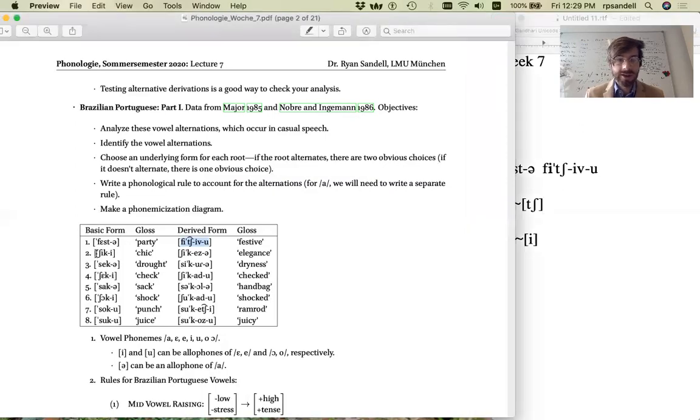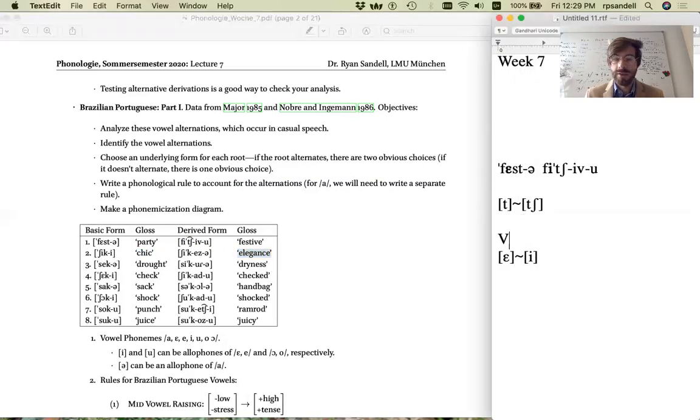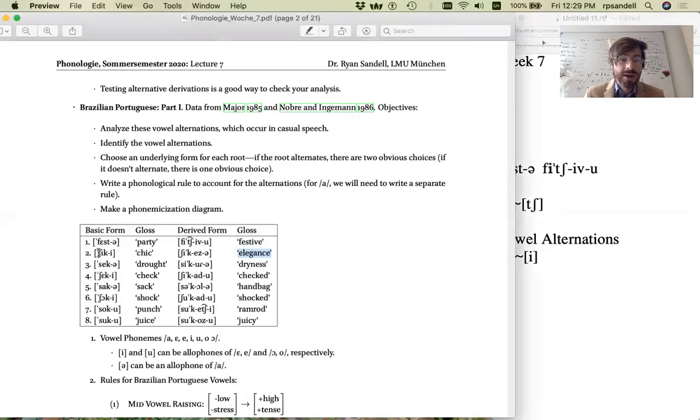Okay, looking at the next example, number 2, the word for chic, and the derived adjective elegance. We have chiqui and chiqueza. So I'm going to type up here the vowel alternations that we're observing. So we've so far seen an alternation between e and e, but in the root here, the root remains the same in both the base and derived form. So e remains e. And so this is a crucial point.